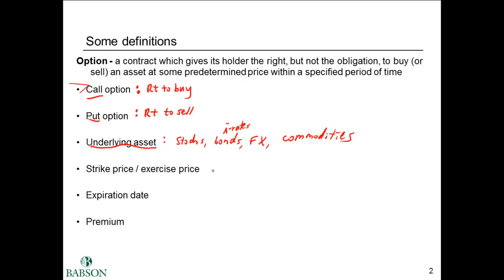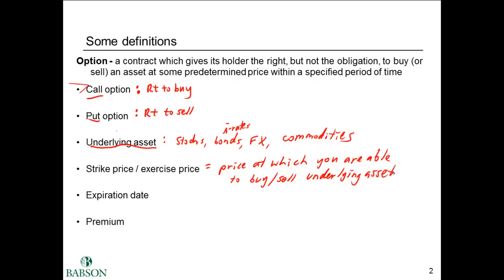The strike price or exercise price is the price at which you are able to buy or sell the underlying asset. The expiration date, of course, is the last possible time that you have to be able to purchase or sell the underlying asset.